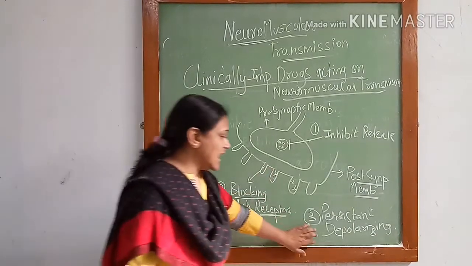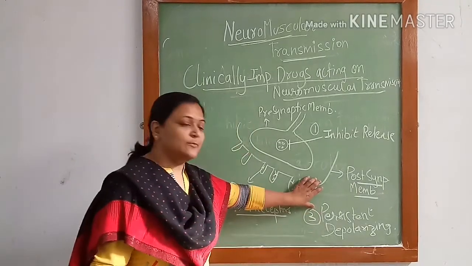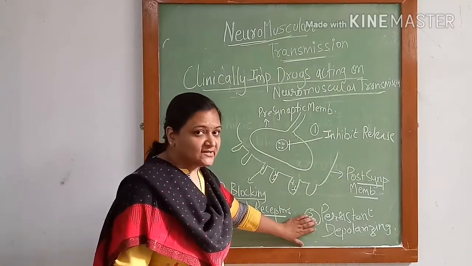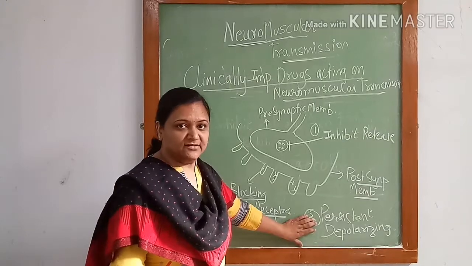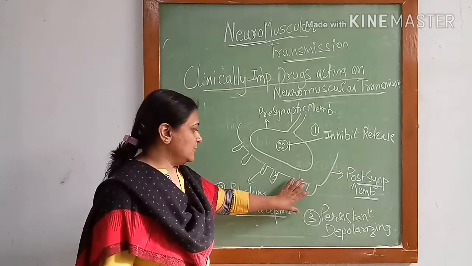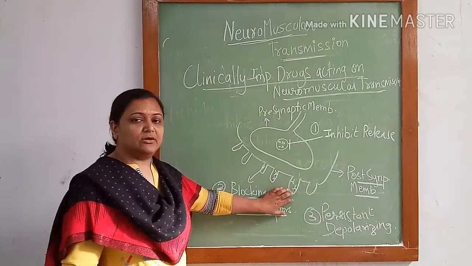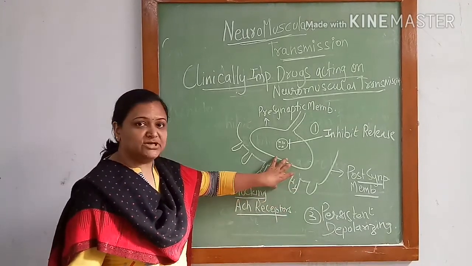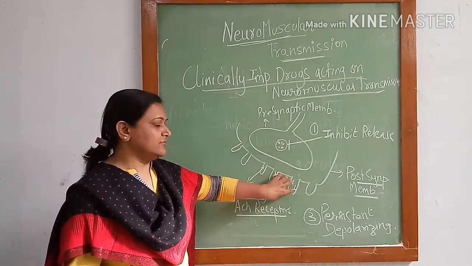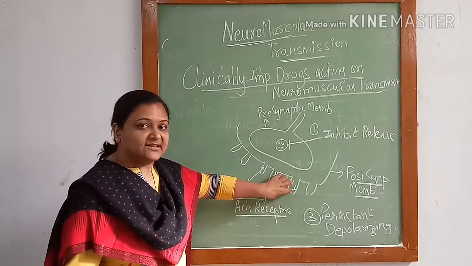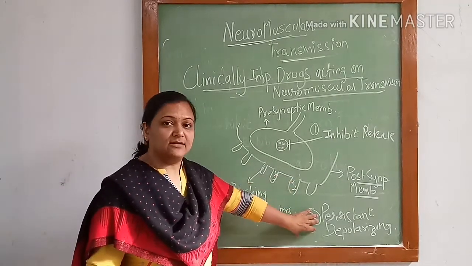Now, the third class, which acts on the postsynaptic membrane, are persistent depolarizing drugs. These will bring about depolarization for a longer duration and will cause blockage of transmission. The next impulse will not occur. The classic example of this is succinylcholine.